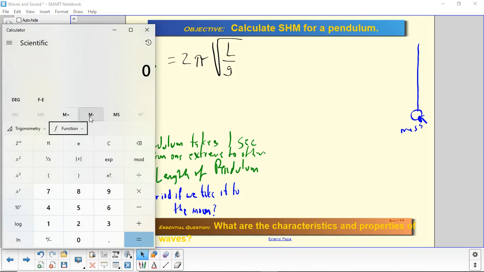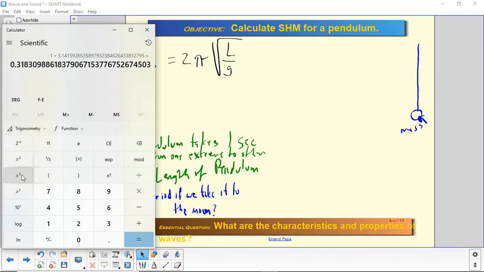So we're going to start off with 2. That's the period, that's the T. We're going to divide that by 2, and then we're going to divide that by pi. That brings the 2 pi over. Now we are going to square the whole mess, because we have to square both sides to get rid of this radical. So x squared. And then we're going to multiply that by 9.8, because that is the acceleration due to gravity here on Earth. And we wind up with almost exactly 1 meter. 0.9929 meters is the length of this pendulum.